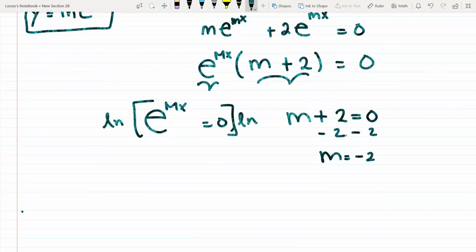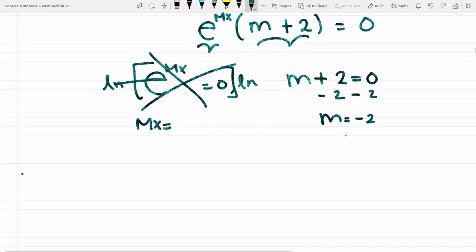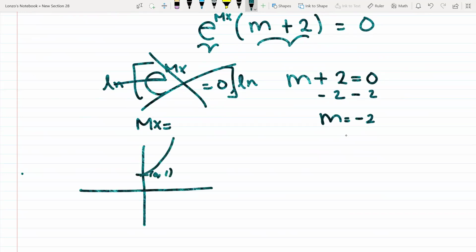But you have a problem. This cancels, so you're left with mx. And then what is ln of 0? That's undefined, so this does not work. You can forget about this. The reason it doesn't work is because if you graph it, it's an exponential graph. An increasing exponential graph has a y-intercept of (0, 1) and a horizontal asymptote at y equals 0. So this will never work, and that is why this is our only solution. So our m value is -2.